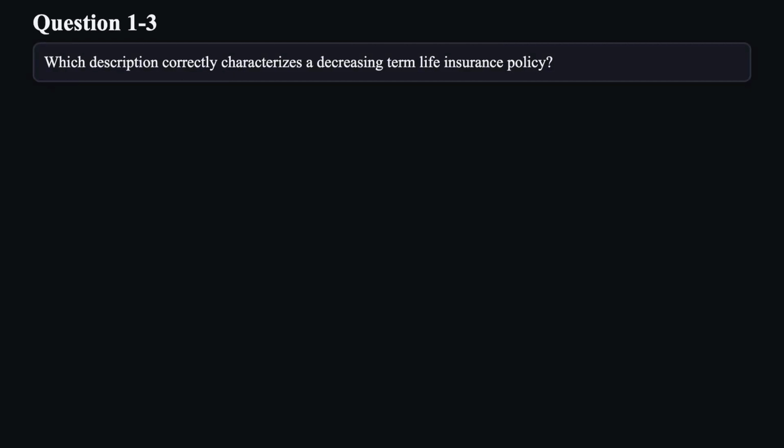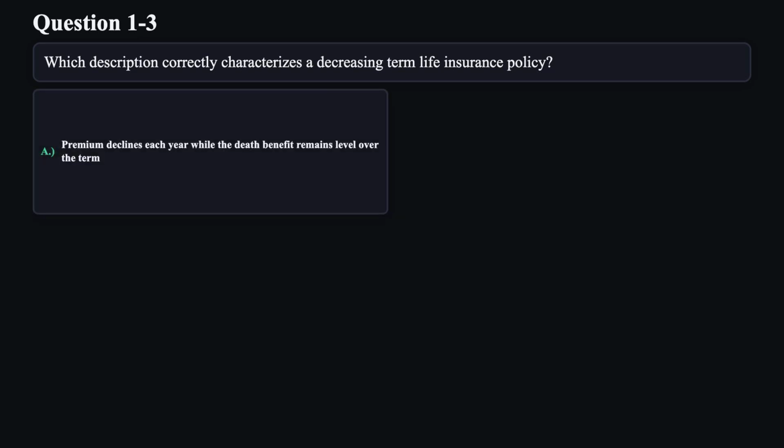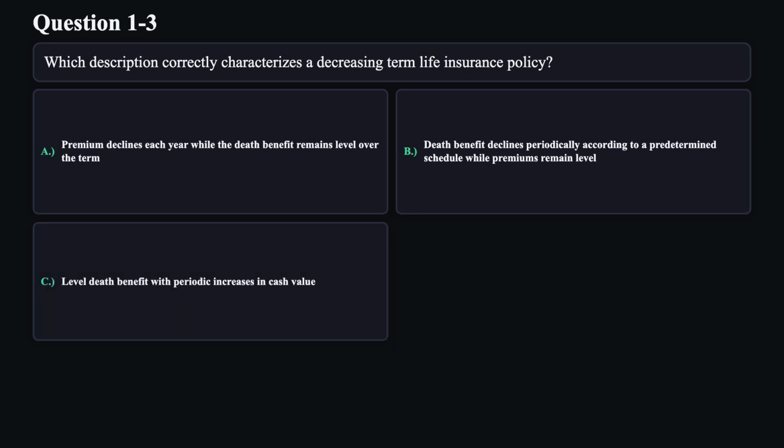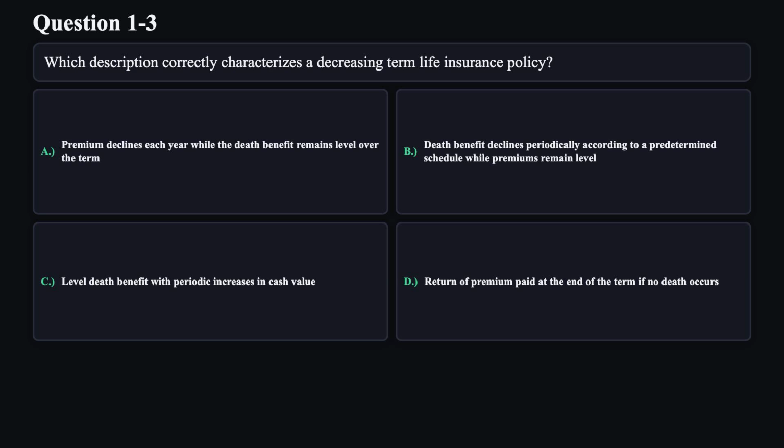Question 3. Which description correctly characterizes a decreasing term life insurance policy? A. Premium declines each year while the death benefit remains level over the term. B. Death benefit declines periodically according to a predetermined schedule while premiums remain level. C. Level death benefit with periodic increases in cash value. D. Return of premium paid at the end of the term if no death occurs.